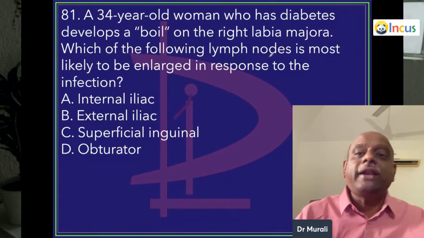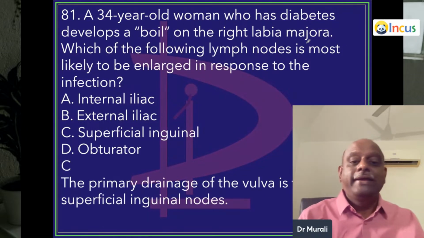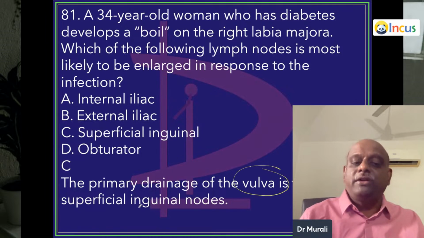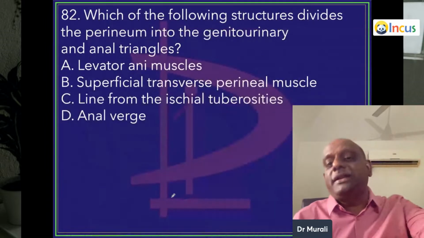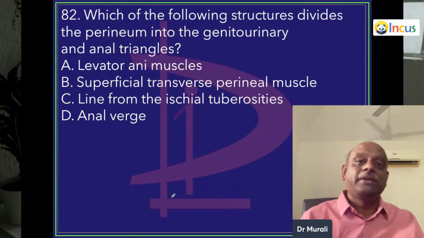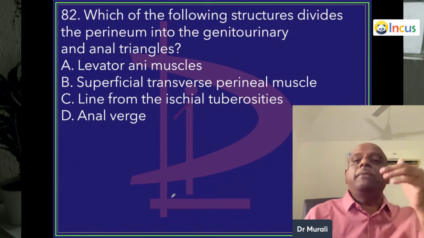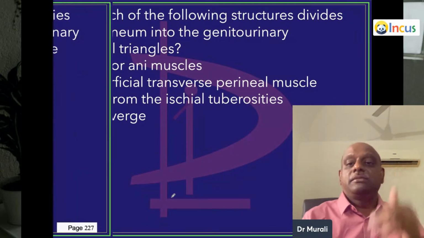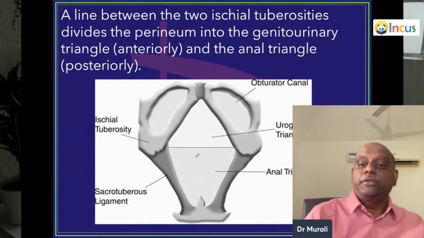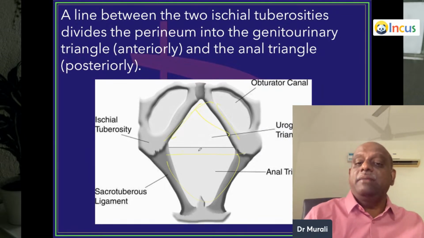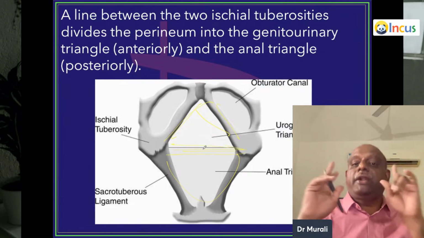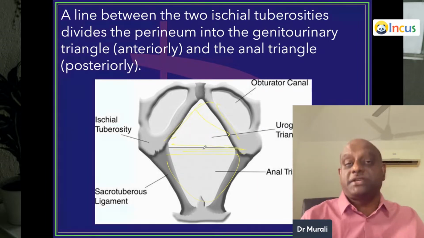There's a boil on the right labia majora. The primary drainage of the vulva is to the superficial inguinal lymph nodes. Perineum is divided into urogenital triangle and the anal triangle by a line which is passing between the two ischial tuberosities, is what you should remember.